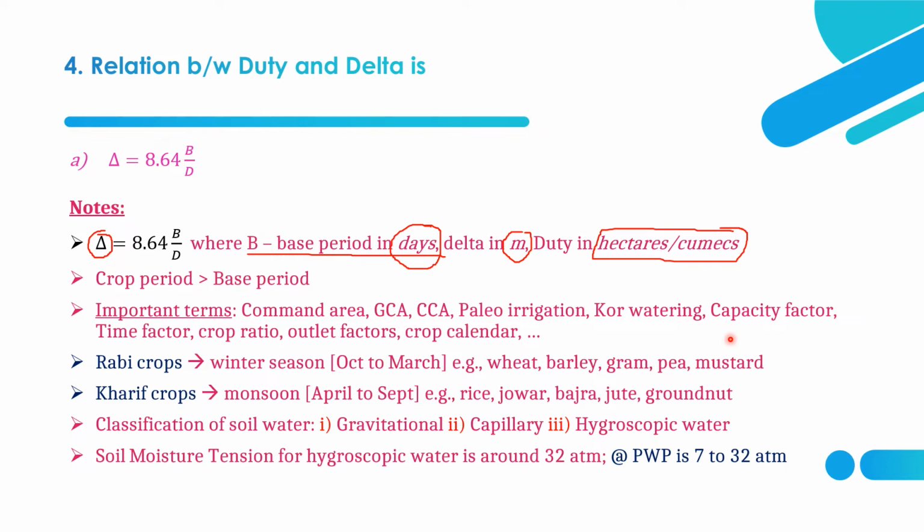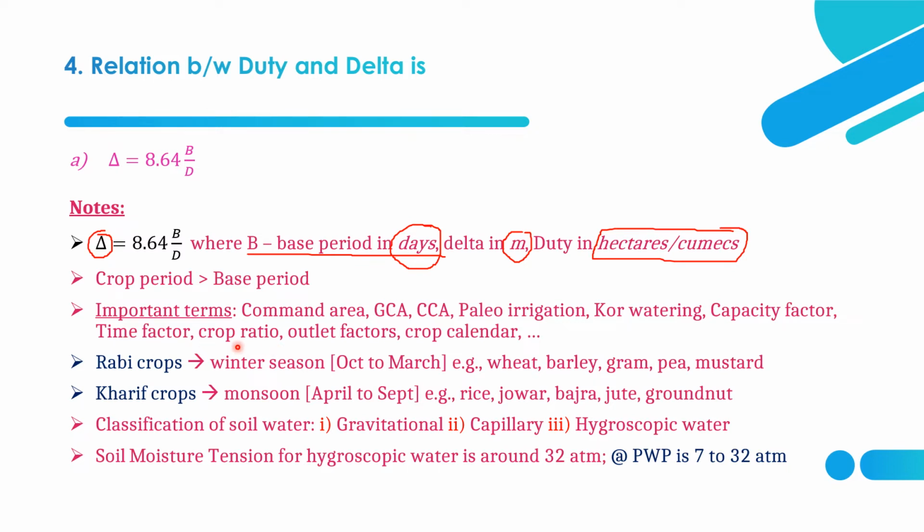And next, capacity factor. This is the ratio of average supply discharge of a canal for a certain duration to the maximum discharge capacity of a canal. So ratio of average supply discharge to the maximum discharge capacity. That is the capacity factor. And next is the time factor. Time factor is the ratio of the number of days canal has actually run during a watering period to the number of days of watering period. That is the time factor.